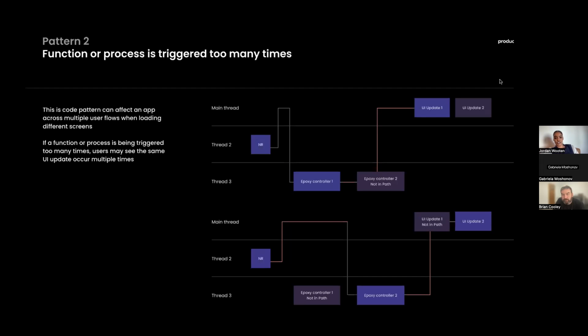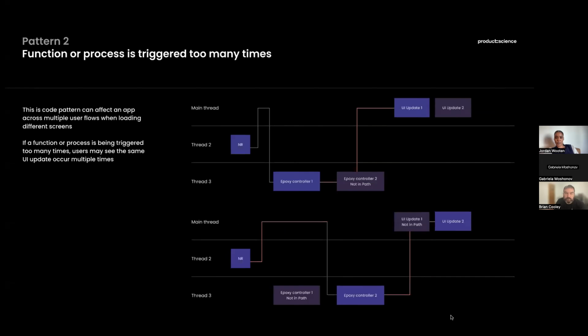And this is an issue that can affect an app across multiple user flows when loading different screens, if, for instance, they follow a similar pattern of execution to update their view model. And once the function that triggers the duplicate process is identified, it can be a quick fix and can greatly improve the performance of a mobile app. But it's all about identifying what is triggering that duplicate process. And to get the engineering perspective on this, you can hear from Brian.